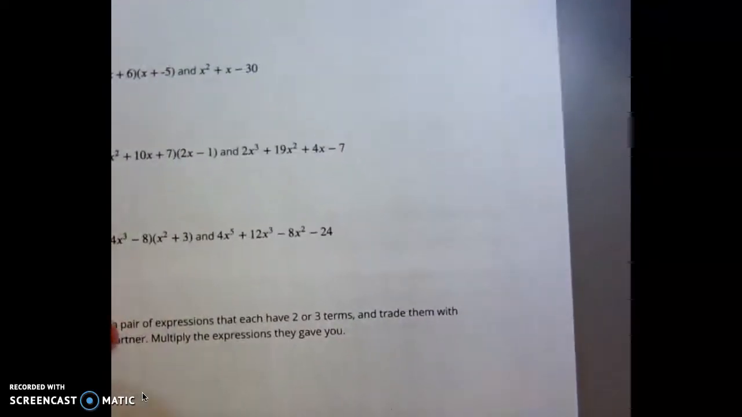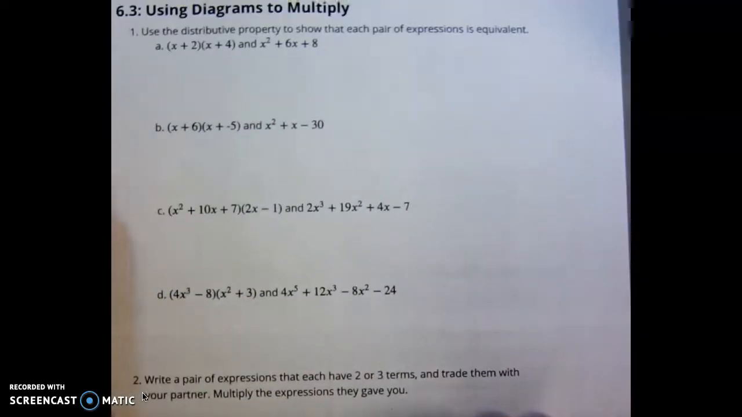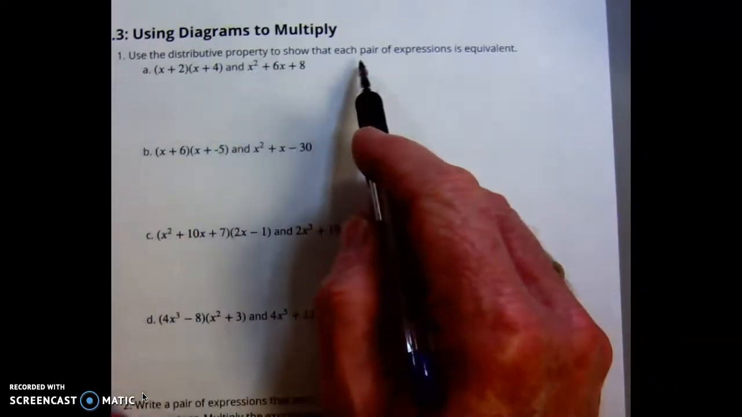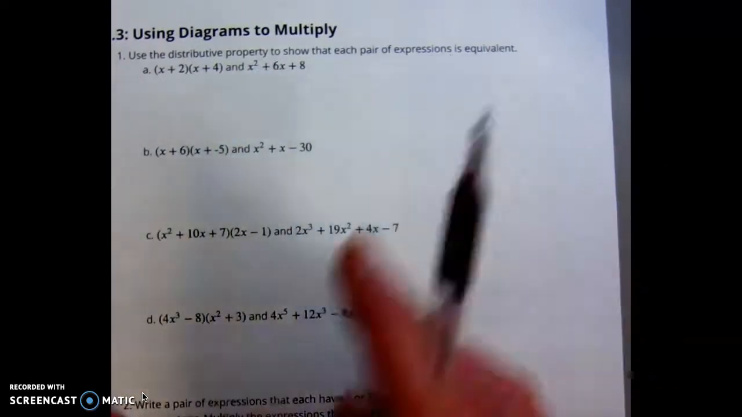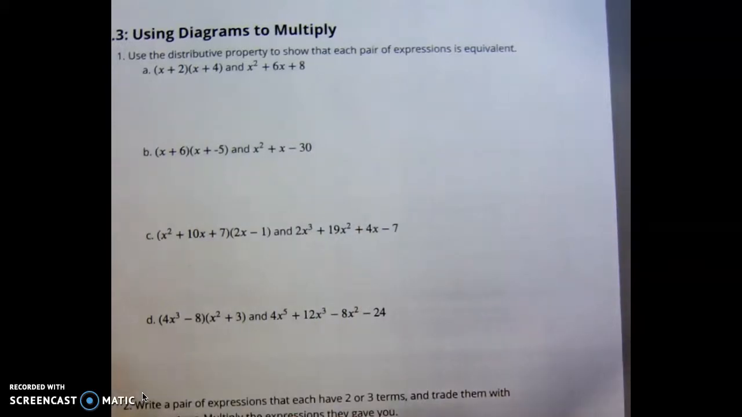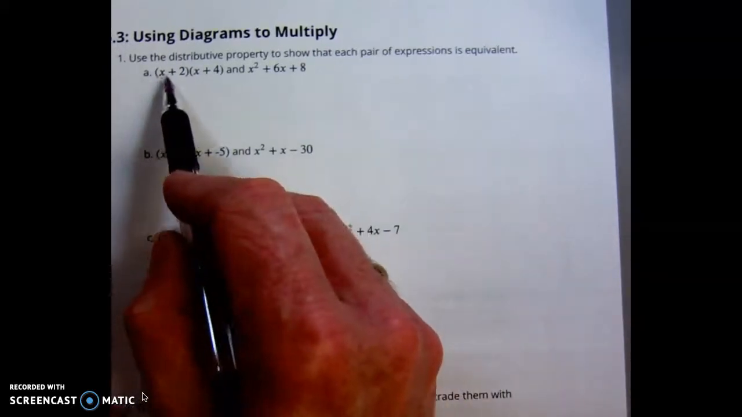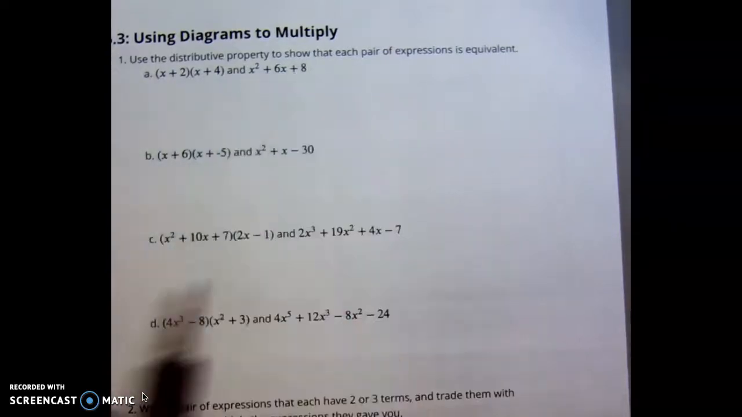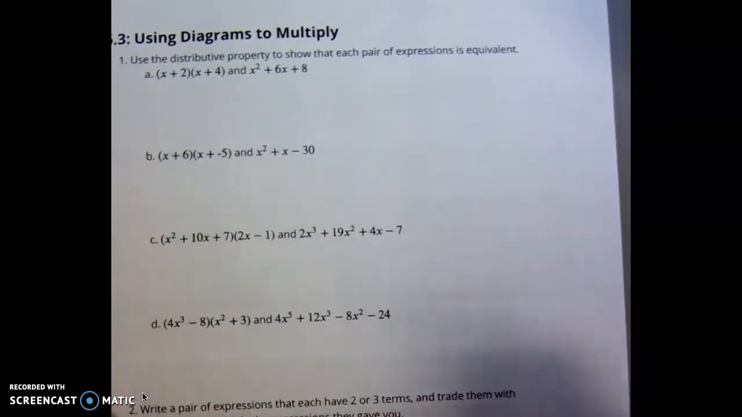Okay, next thing we're going to look at is the distributive property. It says use the distributive property to show that each pair of expressions is equivalent. Okay, so we want to prove that x plus 2 times x plus 4 is x squared plus 6x plus 8. So there's a couple ways we can do that.